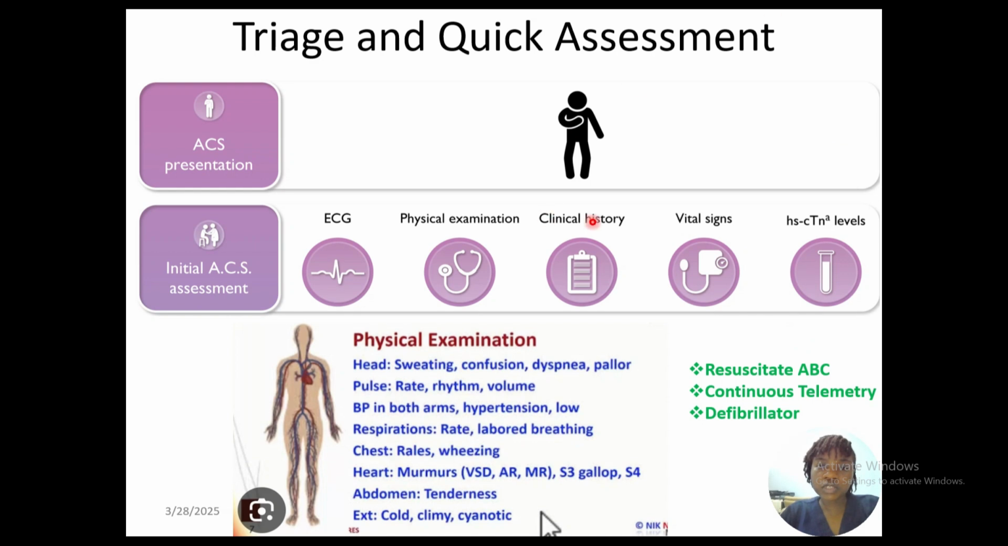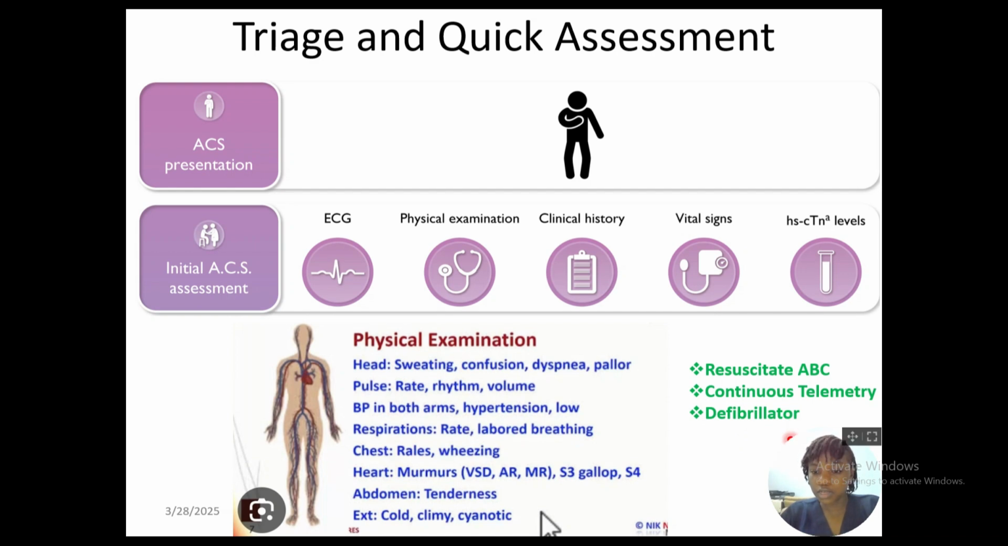So when a patient presents with symptoms suggestive of acute coronary syndrome, the first thing is to do a quick triage and assessment of the patient. And while doing this, a quick ECG should be done within the first 10 minutes. At the same time, the patient should be resuscitated according to the ABC protocol. Also connect the patient to continuous telemetry in order to examine the vital signs and the ECG tracing in real time. You should also have a defibrillator close by in order to use the device when indicated in case of a life-threatening arrhythmia.